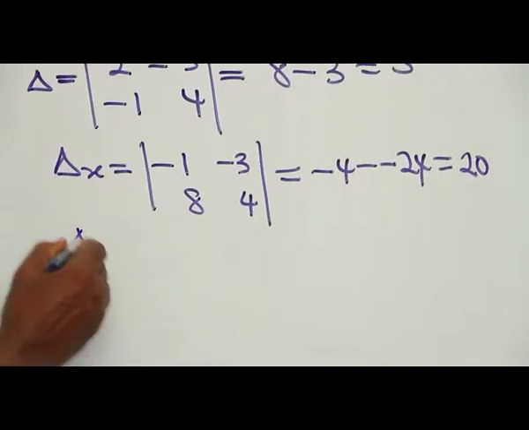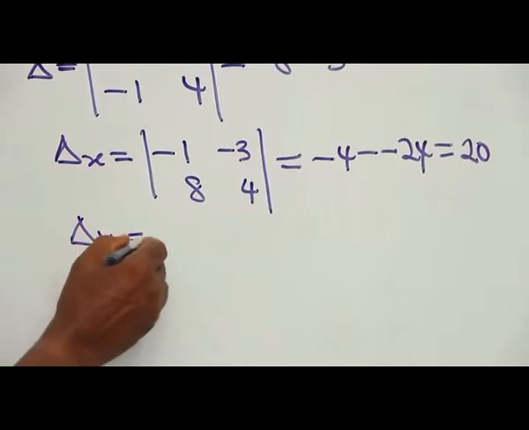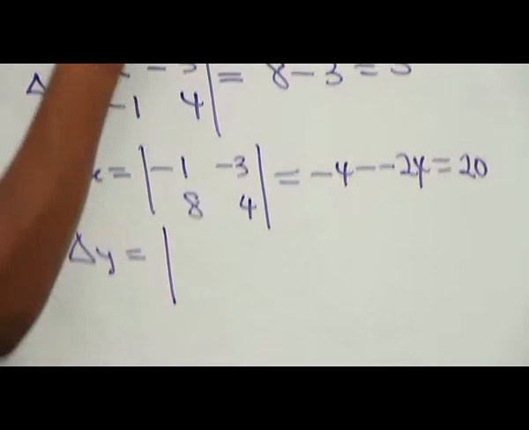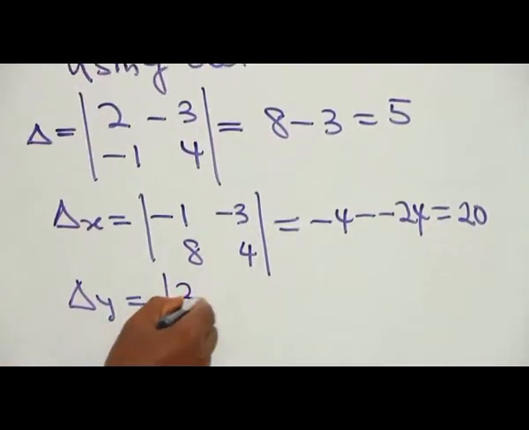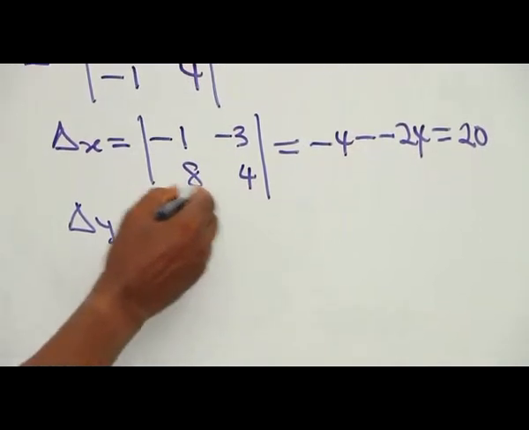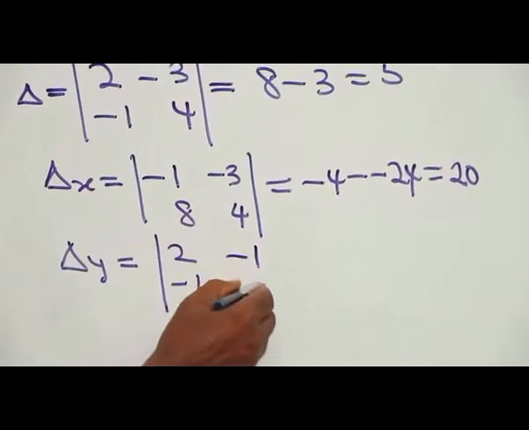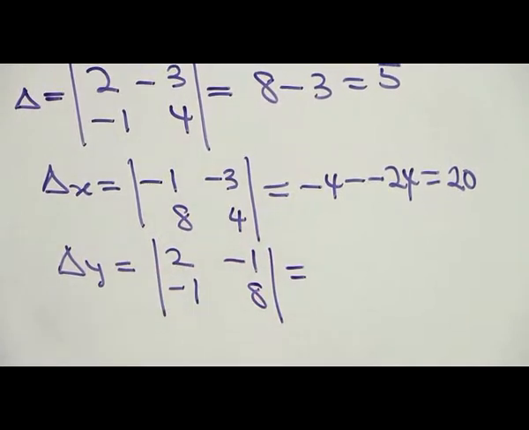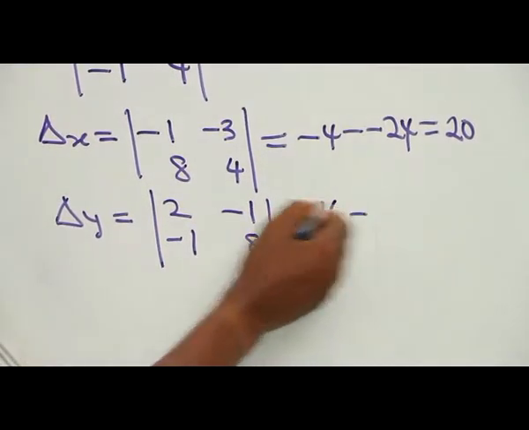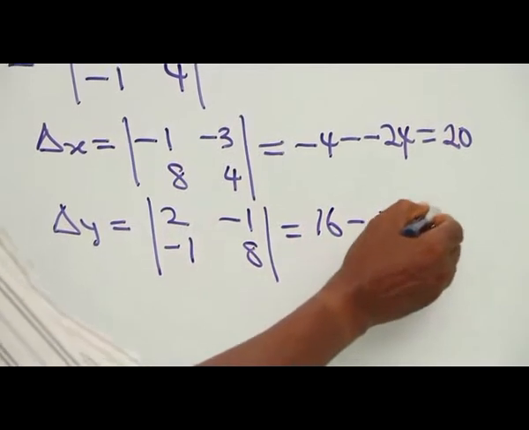Then do the same thing to Y. Replace the column of Y with the right hand side. So you are left, your 2 minus 1 is here, replacing it with minus 1 and 8. 8 times 2 is 16. 16 minus 1 will give you 15.